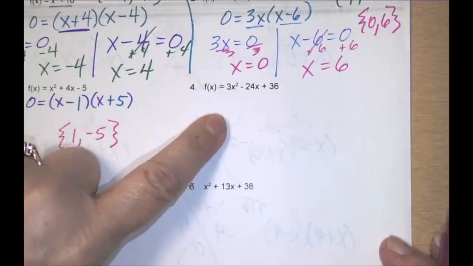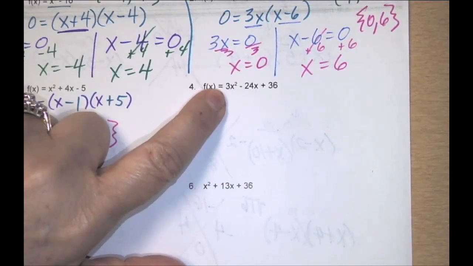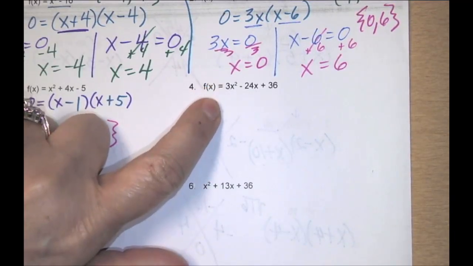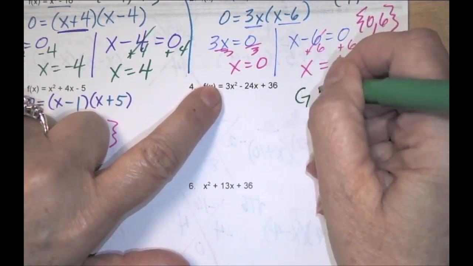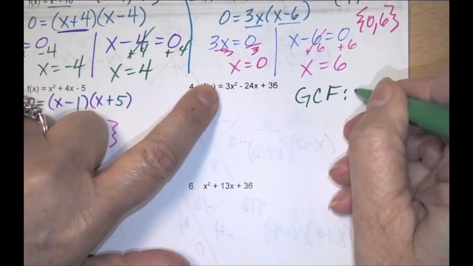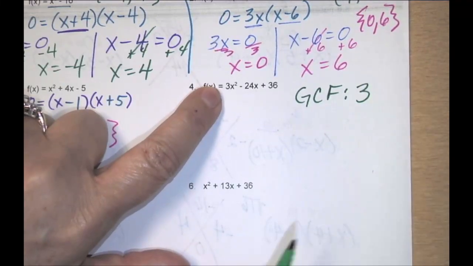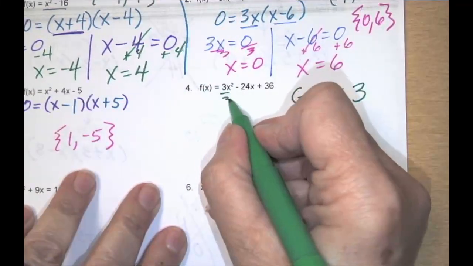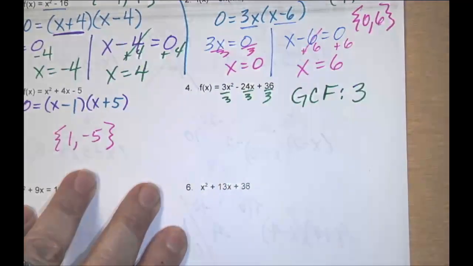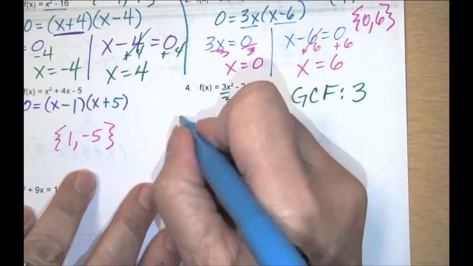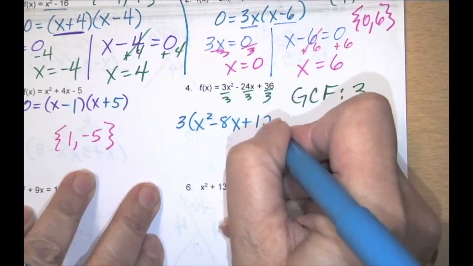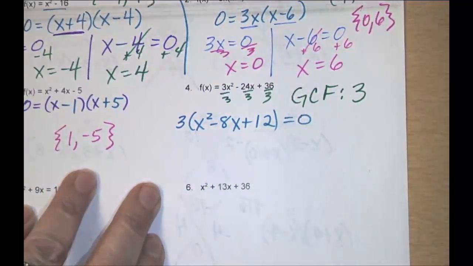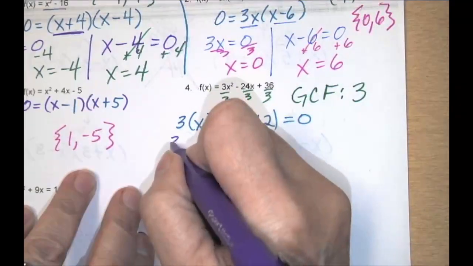So far, all we've learned about one that has a number besides 1 in the beginning is that it has a GCF. We haven't learned, we will learn tomorrow, but so far we've only learned to do GCFs. So the GCF is 3, so let's divide them all by 3, and we get x squared minus 8x plus 12. And I want this to equal 0. So let's factor this.